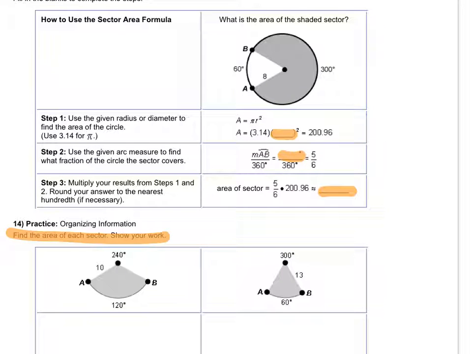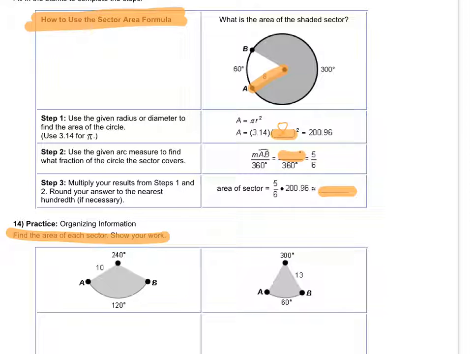So this next part is going to take you through how to use the sector area formula of a circle. Step 1 says to use the given radius or diameter to find the area of the circle, and remember to use pi, or 3.14 for pi. So the area is pi radius squared, and our radius is given right here, which is 8. So 3.14 times 8 squared is 200.96.